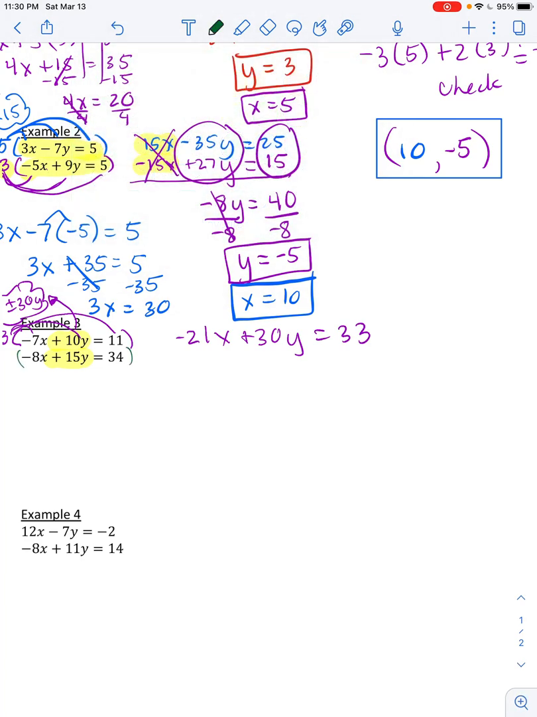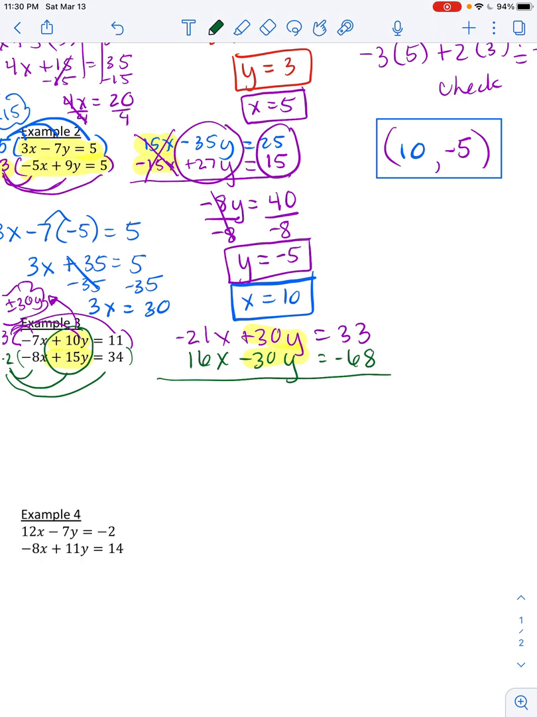Now think about the bottom, focusing on the y's, keeping in mind that I'm trying to turn them into 30s. Well, to get my 15 to be a 30, I'll need a 2. But since I already have a positive 30, I want a negative 2 down here on the bottom. So negative 2 times negative 8 is going to give me a 16x. Negative 2 times positive 15 gives me the negative 30y that I need to cancel out. And that way I have a positive and negative 30y. And then negative 2 times 34 is going to give me a negative 68.